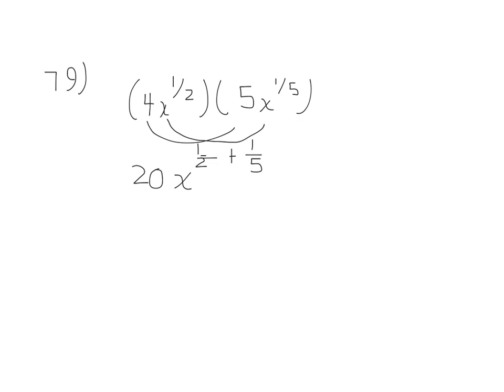Well, to add exponents, we have to have common denominators. Our least common denominator here would be 10. So we have to multiply top and bottom of the first fraction by 5 to get 10 in the bottom. And we have to multiply the top and bottom of the second fraction by 2 to get 10 on the bottom. So we'll have 20 x to the 5/10 plus 2/10, which is x to the 7/10 power.